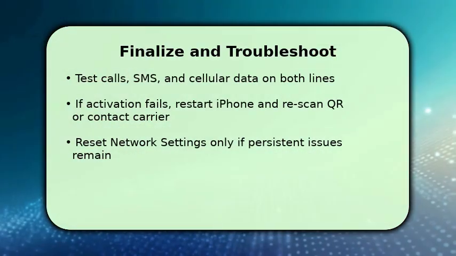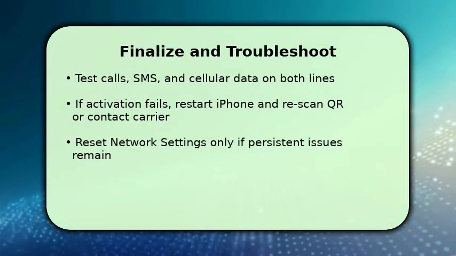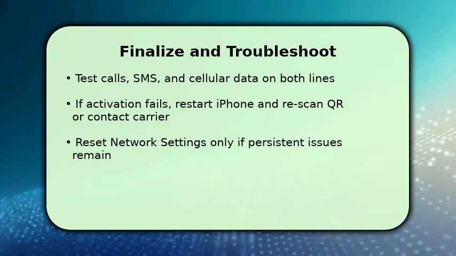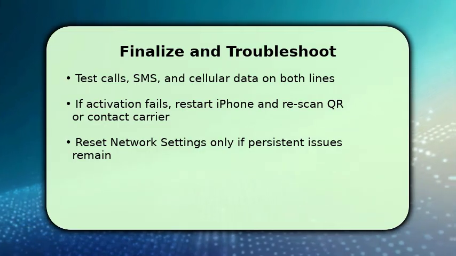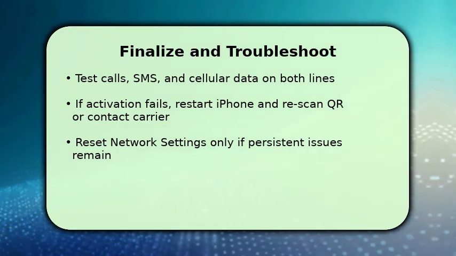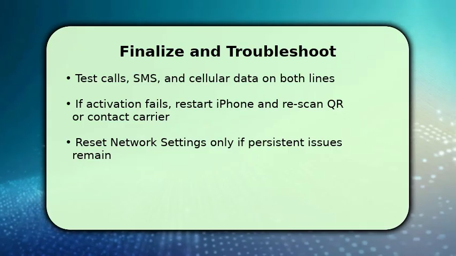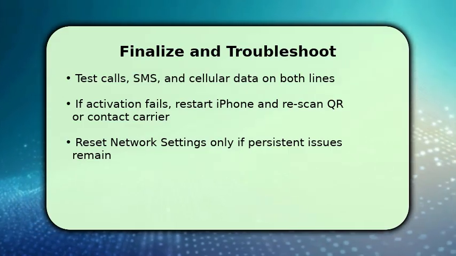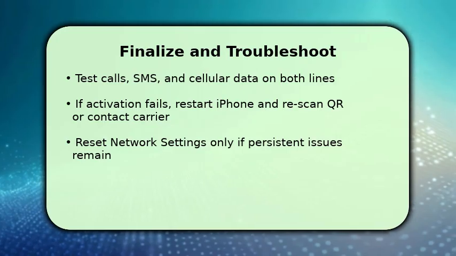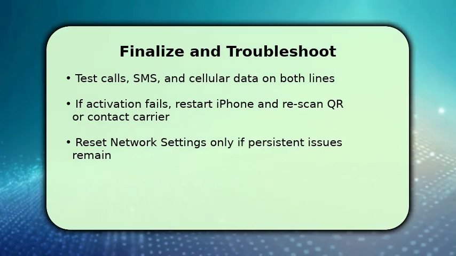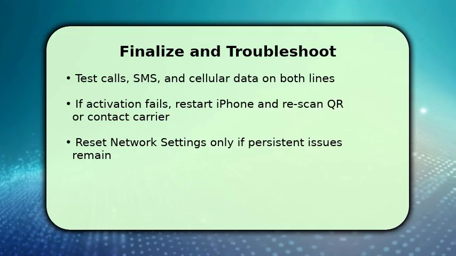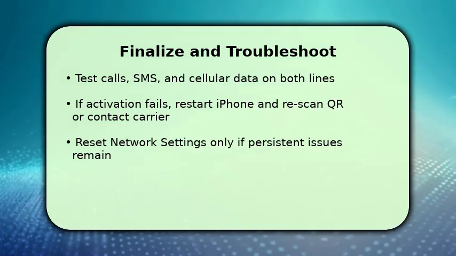Finish by testing. Place a call on each line, send an SMS, and verify cellular data and hotspot work as expected. If a line won't activate, restart the iPhone and rescan the QR code or use the carrier app. Sometimes uninstalling and reinstalling the eSIM profile fixes it. If problems persist, contact your carrier for provisioning details.